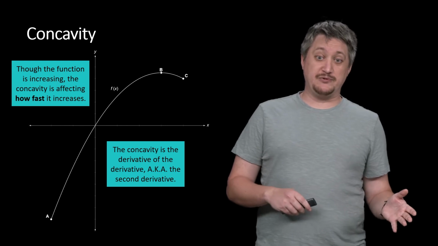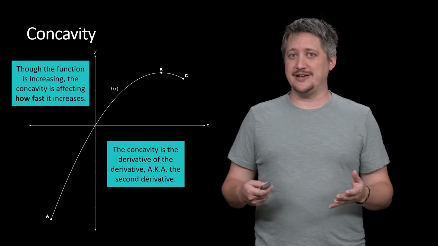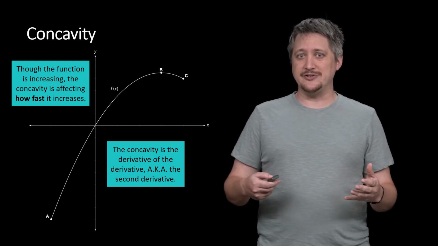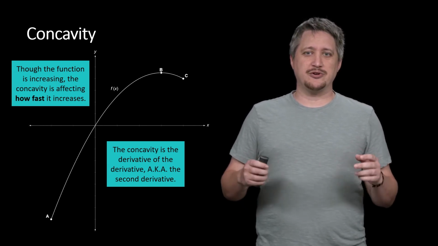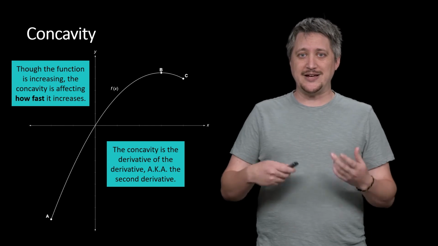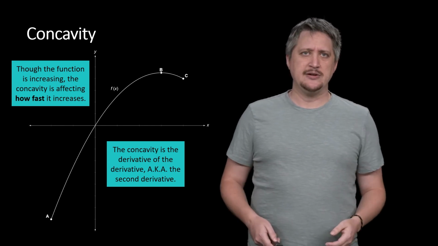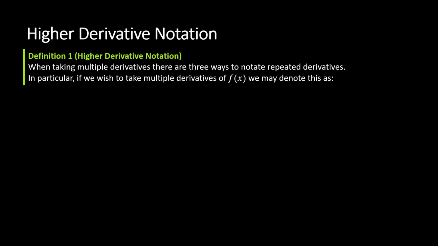Now, before we dive into that, as we're introducing this idea of a derivative of a derivative, we have to take a second to cover the notation for what are called higher derivatives, meaning if we keep taking a derivative, how do we notate that? When we take multiple derivatives, there are really three common ways to represent this with notation.